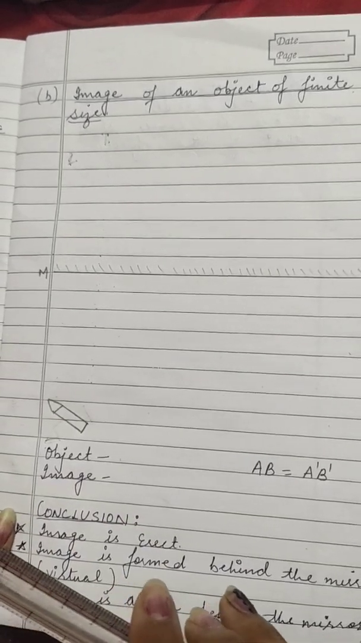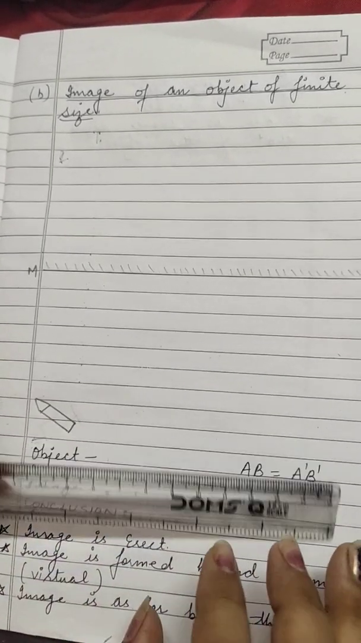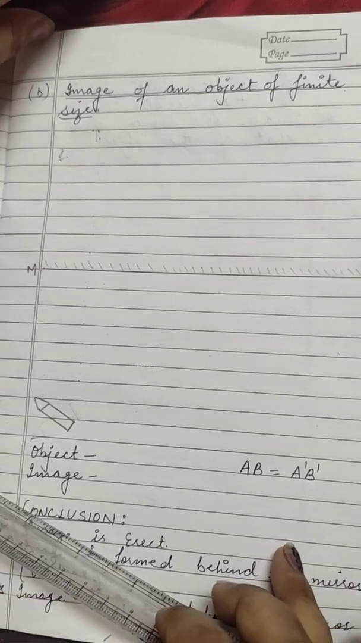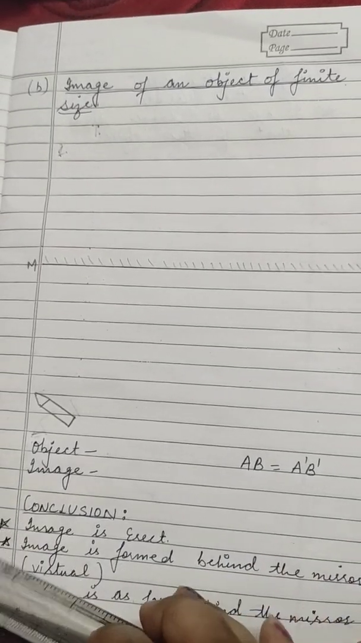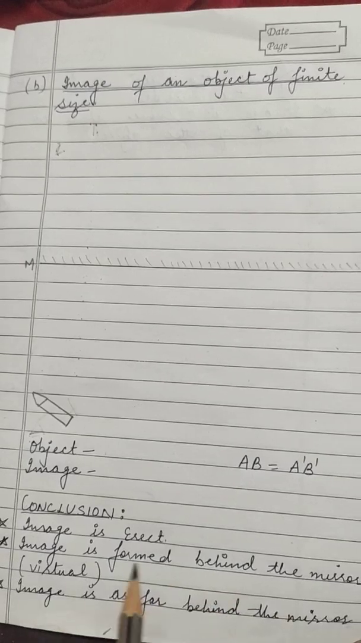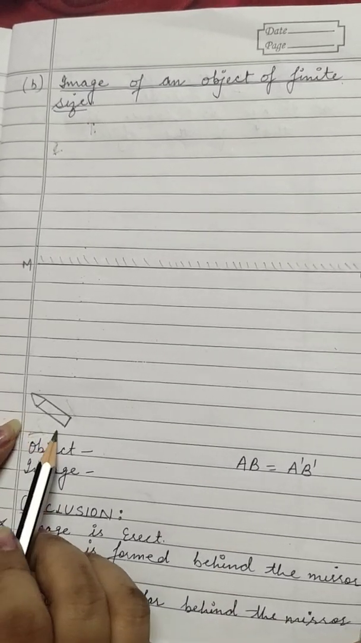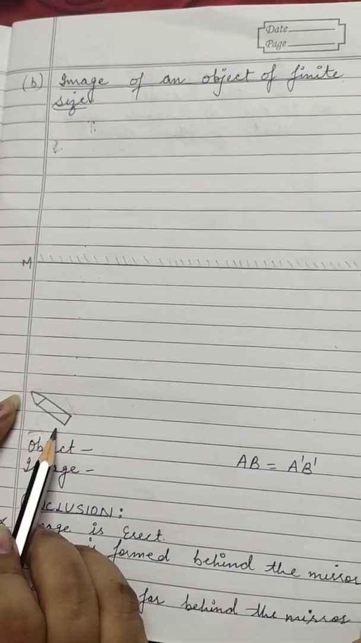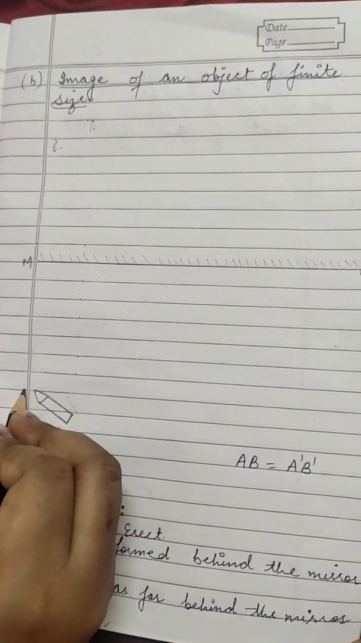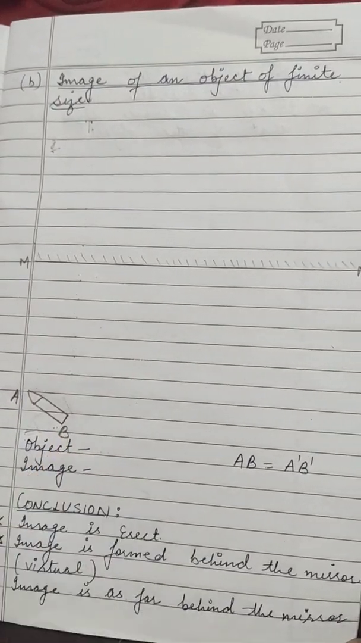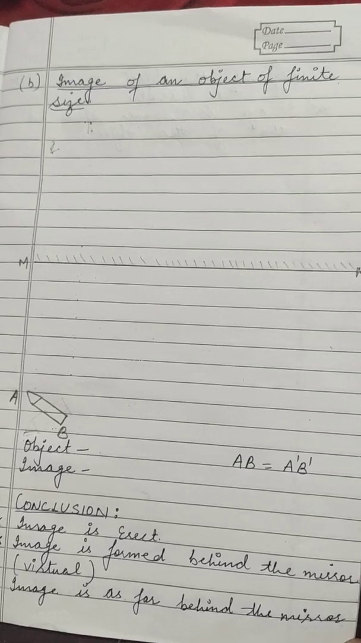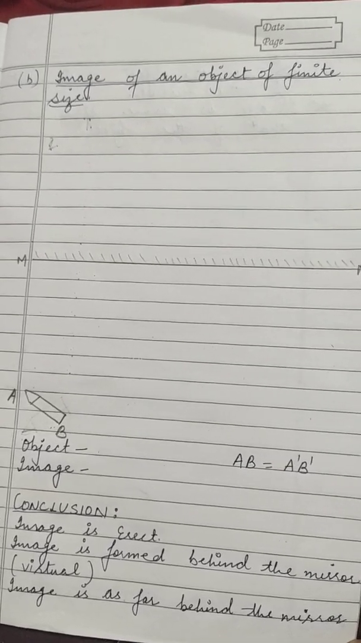Very good morning, students. Again, I am here with your next topic, that is your image of an object of finite size. So, here I have taken a pencil which is of finite size, you can see it, and this I have named as AB. This is an object AB of finite size.